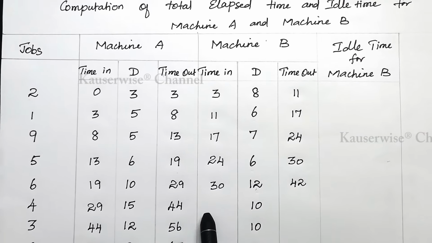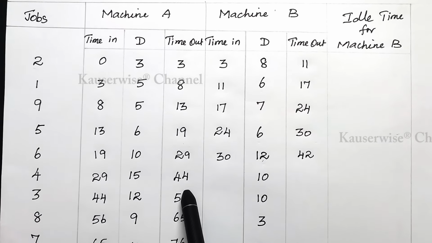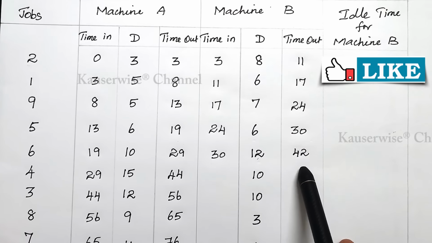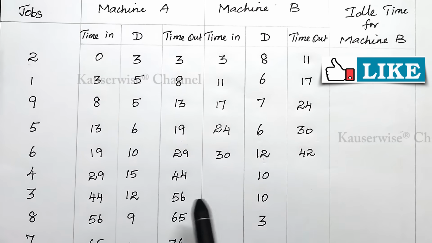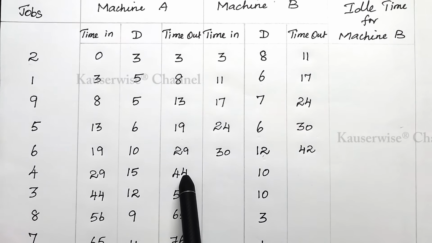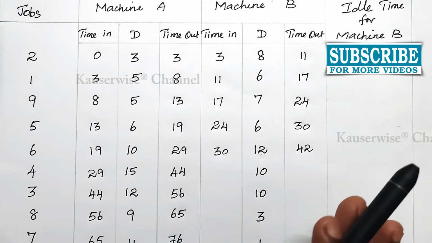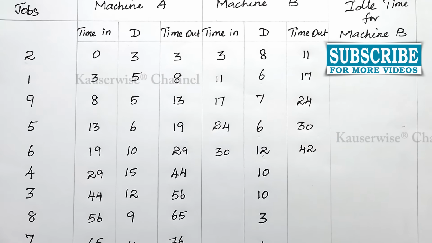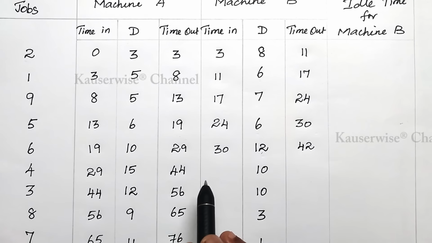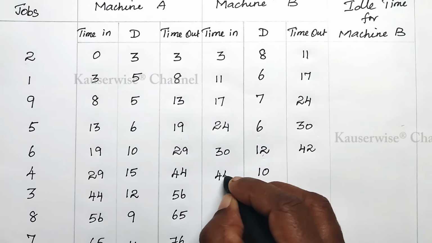Now, for the next job here, 42 is lesser than 44. That is, machine B has completed the previous job on the 42nd hour. But the current job, that is job 4, out time on machine A is 44. Now, machine B has to wait for 2 hours to take up the next job. So, we need to put the greater value as in time for the current job on machine B. So, 44 is the in time.